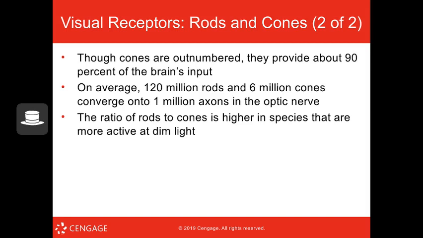So there are, on average, 120 million rods, 6 million cones, and they converge onto 1 million axons in the optic nerve. The ratio of rods to cones is higher in species that are more active in dim light. Would you like to guess why? Because rods are more sensitive in dim light. Great job. I'm so proud of you.